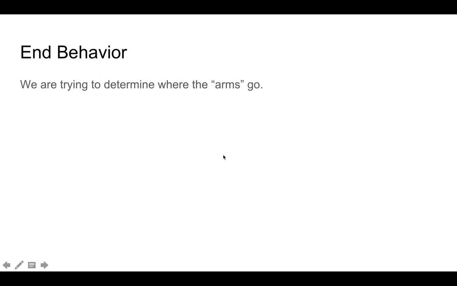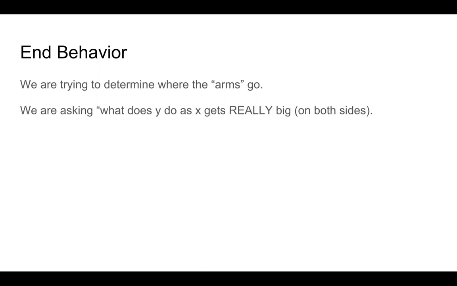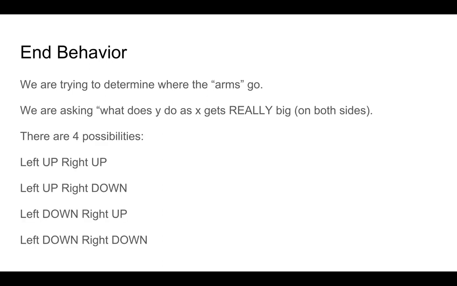What's happening for really big x's? The question is, what are the y's doing when x gets really big on each side? So we got 4 possibilities for end behavior. And here they are. The left side can go up, right side up. So both up, or down here at the bottom, both down, or one up and one down.